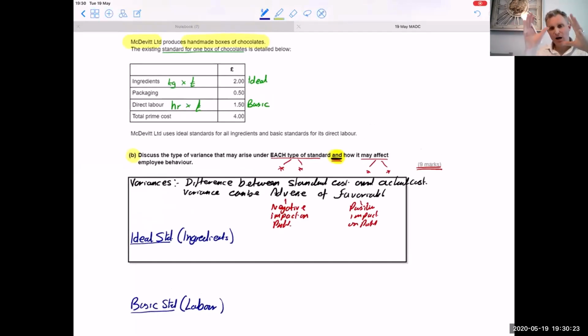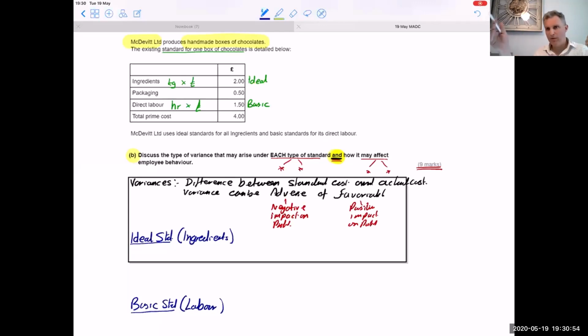So first thing, ideal standard. We said in the first part, and we've told the examiner, I know an ideal standard is the perfect operating conditions. So I'm going to set a target to my team and say, I want you to achieve perfection. I want no wastage. I want perfect efficiency. I want you to produce things super fast. No wastage on ingredients. I want to make brilliant buying decisions. I don't want you to overspend. I want you to negotiate the best possible prices.